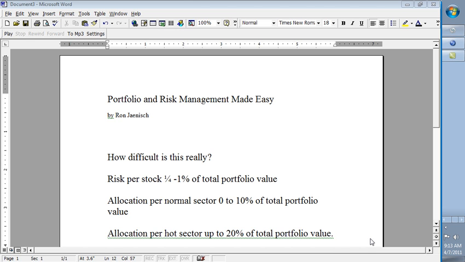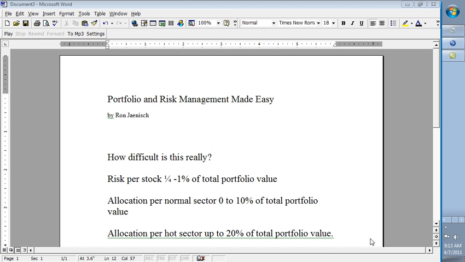They write books about it. I don't know why. But here's how it works. Basically, this is how I look at it, and you may want to adjust it for your own self: risk per stock. When you're buying a stock for a portfolio, probably looking at 1/4 to 1% of the total value of the portfolio. That's what you're risking initially.